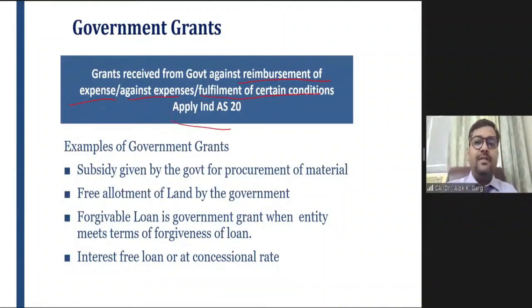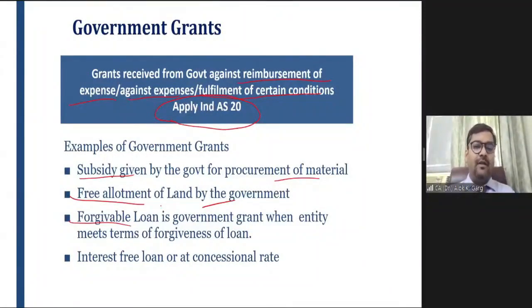In this case, Ind AS 20 will be applicable. Examples could be subsidy given by the government for procurement of material, free allotment of land by the government, and forgivable loan. This is a new concept in this Ind AS; it was not there in AS 12. What is meant by forgivable loan? The government has provided a loan to the entity, and the government has told the entity, if you comply with certain conditions, then after 5 years I will forgive this loan.